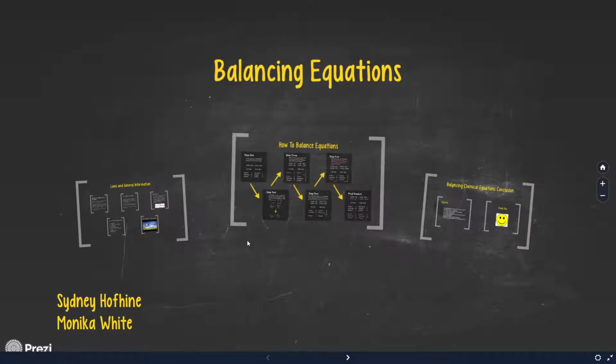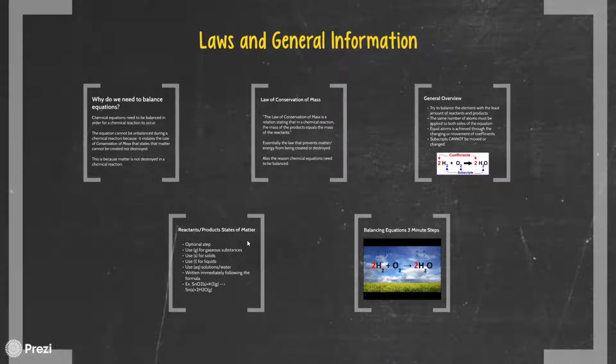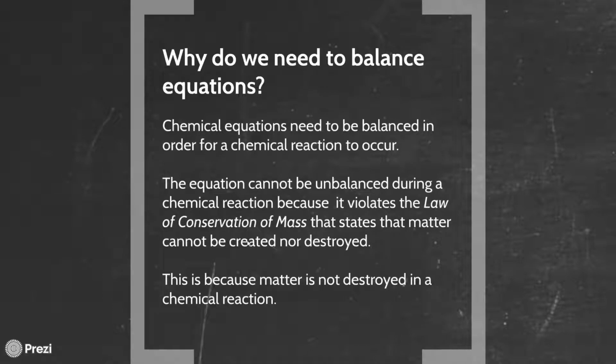So, we're going to go over a couple of pieces of information to start off. First, we're going to talk about the laws and the general information and the reason that we have to do it this way. If we don't balance out an equation, it ends up breaking the law of conservation of mass, which states that the amount of mass on one side of the equation has to equal the amount of mass on the other side.